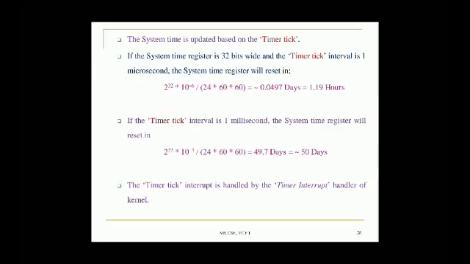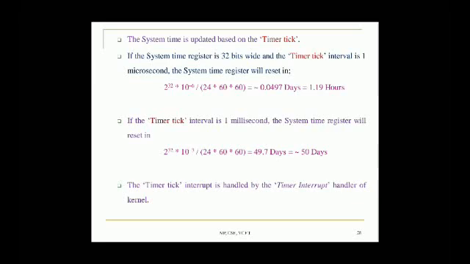Then what if the same system register is supposed to reset for some other duration? Then the timer tick interval should be set to some other value. For example, here 1 millisecond has been taken. So 2 to the power of 32 times 10 to the power of minus 3, because the timer tick interval is 1 millisecond, divided by 24 times 60 times 60 to convert it to days, gives 49.7 days. For every 49.7 days, the system time register will reset.